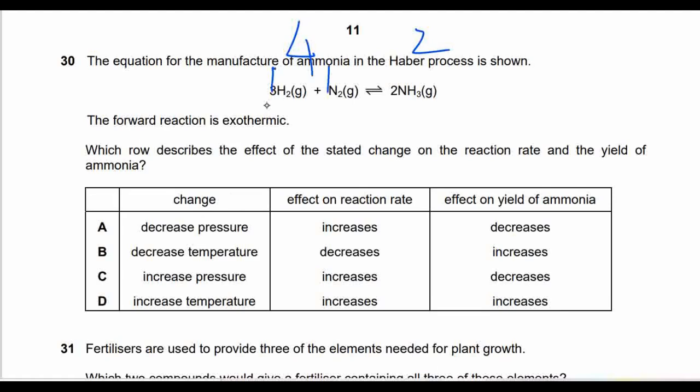So what happens if we increase the pressure? The effect will be the equilibrium will shift to the side with fewer molecules, that is to the right. So when we increase the pressure, the yield of ammonia will increase. Well, if we decrease the pressure, the equilibrium will shift to the left, the side with more molecules.